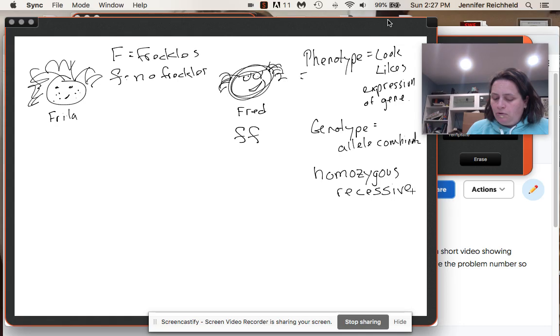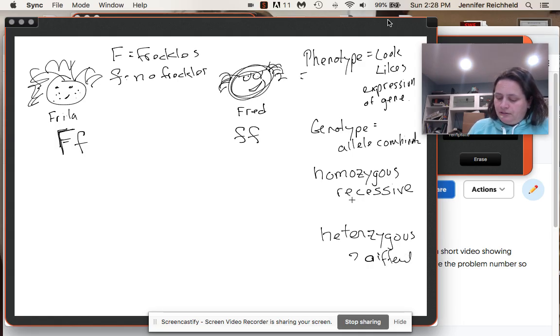Now, if I told you that Frida's father had freckles, but Frida's mother didn't have freckles, then you could make the next assumption that Frida got the freckleless gene from one parent and the freckled gene from the other. So she would be considered heterozygous. And so heterozygous would be having two different alleles, in this case, the big F and the little f, but in some cases it's just any two different alleles versus two of the same here. And in this case, it's two recessive.